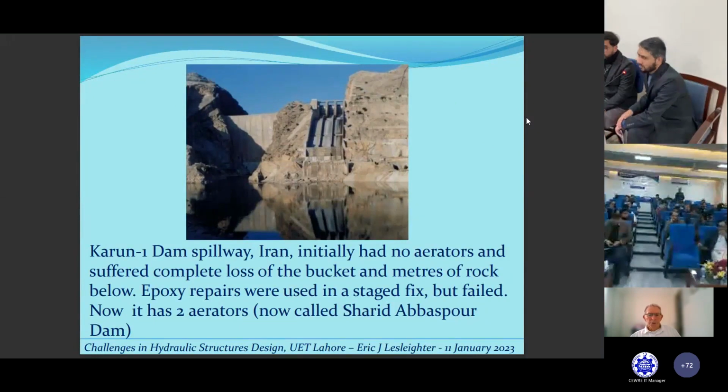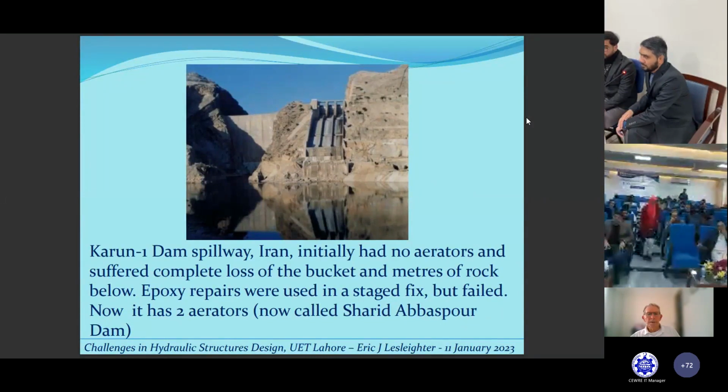Here's a picture of the Karun 1 dam spillway in Iran. Initially, that spillway had no aerators and it suffered complete loss of the bucket and meters of rock below it. Epoxy repairs were made to the spillway, didn't work. It failed also. Now it has 2 aerators, and you can almost see them in the picture. That dam is now called the Shahid Abbaspour Dam.